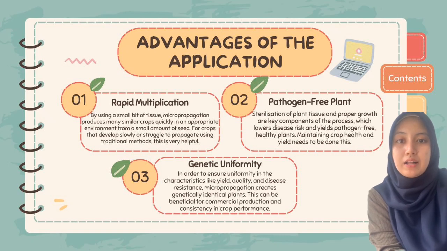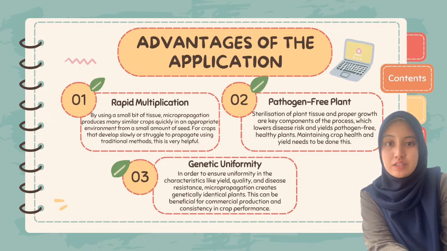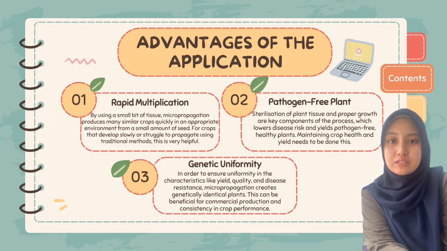The second advantage is pathogen-free plants. To maintain crop health and yields, sterilization of plant tissue and proper growth are key components of the process, which can lower disease risk and promote pathogen-free yield. The last advantage is genetic uniformity. In order to ensure uniformity in characteristics like yield, quality, and disease resistance, micropropagation creates genetically identical plants that can lead to beneficial commercial production and consistency in crop performance.